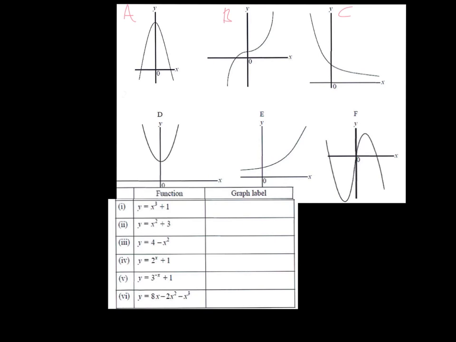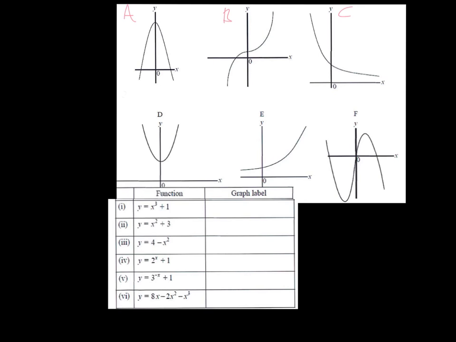In question 5, we've been provided with 6 graphs, and we've got to try and establish which equation matches with which graph. The first thing to do when you're looking at this is just to recognize what type of graph we've got, what type of function we've got in each of these instances.